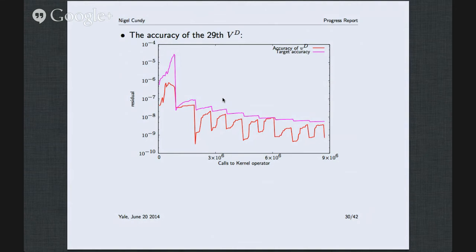This is because I started off trying to calculate the eigenvalues to a fairly low precision. Then when I restarted, I reset the accuracy I'm trying to calculate the eigenvectors. Each of these jumps is one of these restarts here. And I just used a straight Lanczos routine to get this out.